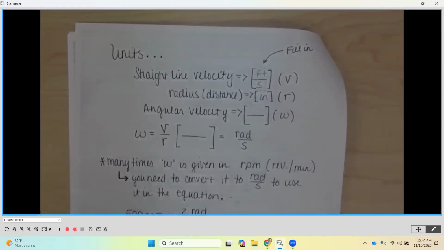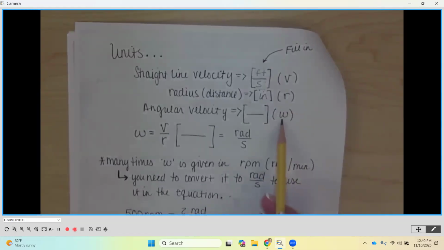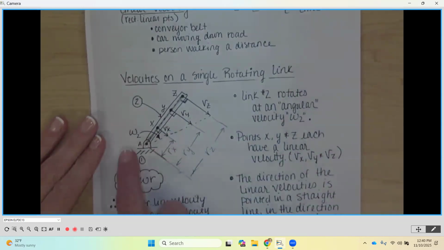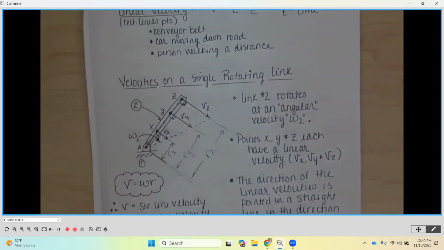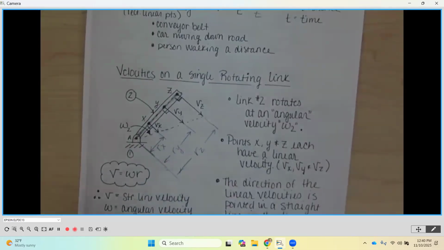Angular velocity. And this is our w. What are units that we would see for angular velocity? We didn't talk about them yet. Think about over here, right? Our w, we're going around in a circle. Steve: It would be like feet per second squared. No, that's acceleration. So Steve said feet per second squared, but good try. Feet per second squared is acceleration. That's going to be how much your velocity is changing. But good try. We're turning around.